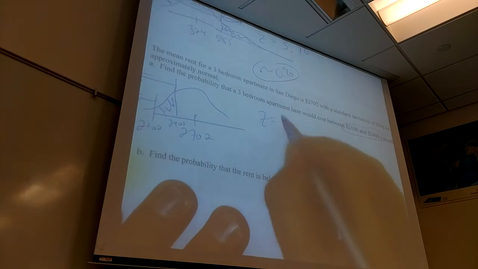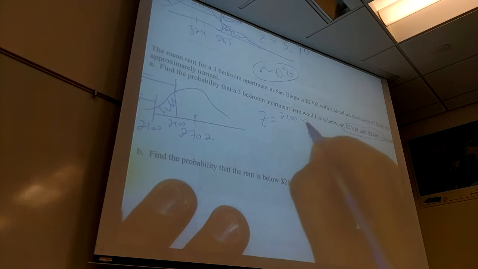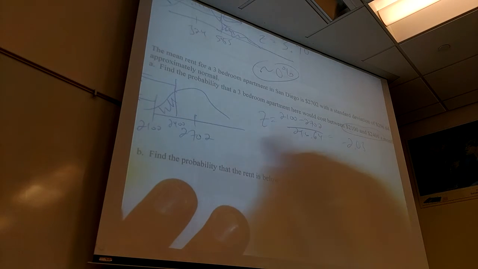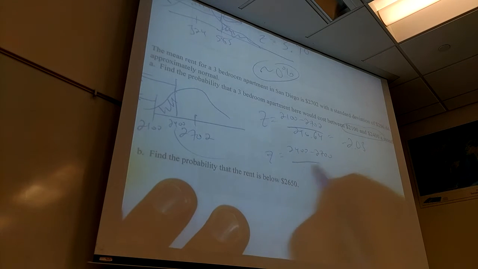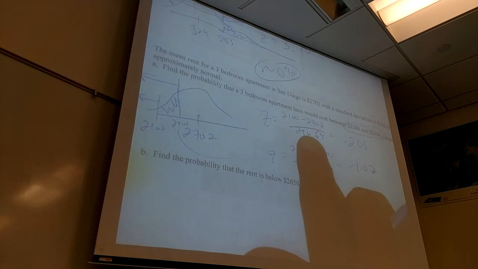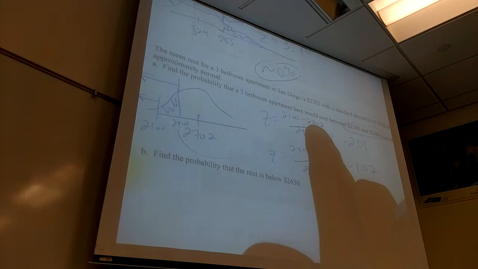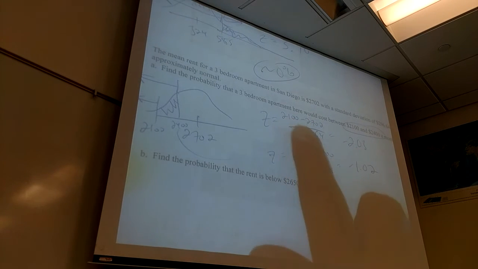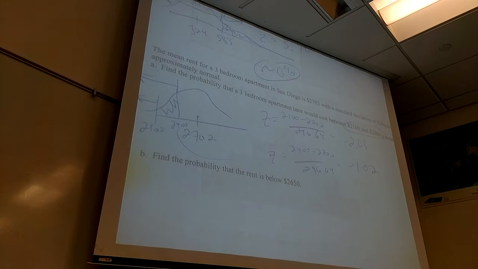So what do you guys get, the z-score for 2100? Negative 2.03? And the z-score for 2400? Negative 1.01. I like it. Which makes sense because that's almost $300, right? The standard deviation. And $300 below 2,700 is 2,400. So that should be about a step down, and it is. And that should be about 2 steps down to 2,100. It's another 300 down. So those make sense.